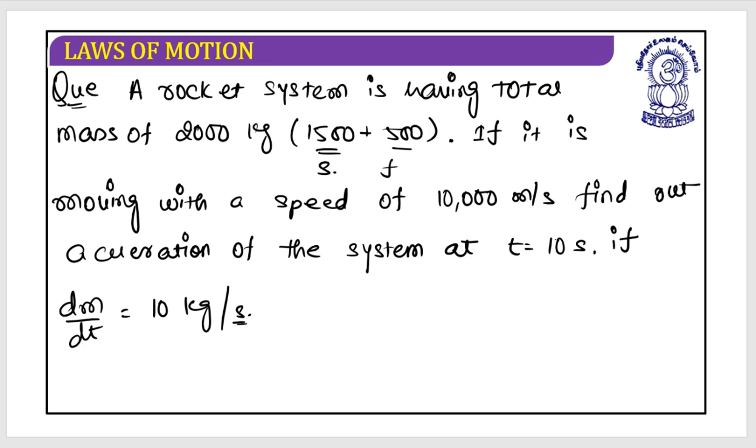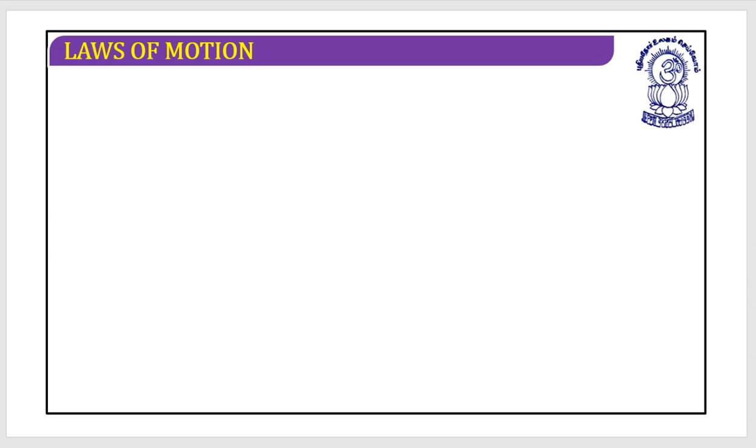Go through the data one more time. What does it say? A rocket system has a total mass of 2000 kg, in which 1500 kg is the system and 500 kg is the fuel tank. If it is moving with a speed of 10,000 meter per second, find the acceleration of the system at t = 10 seconds, given that dm/dt equals 10 kg per second. So now what can we do? I want an acceleration.